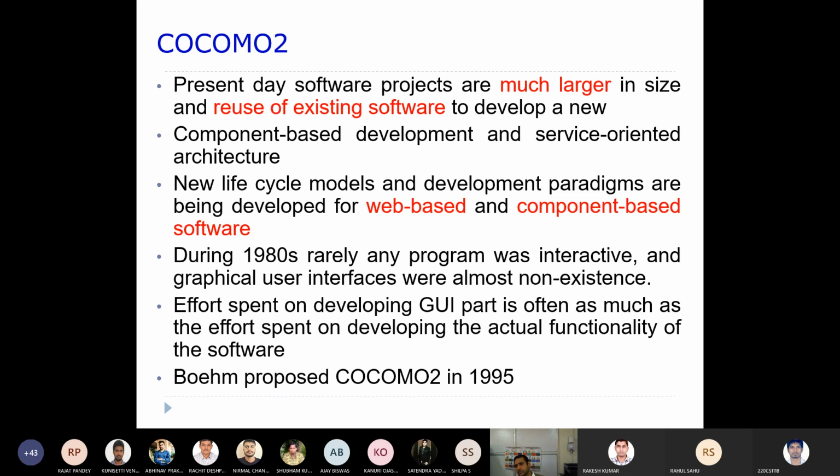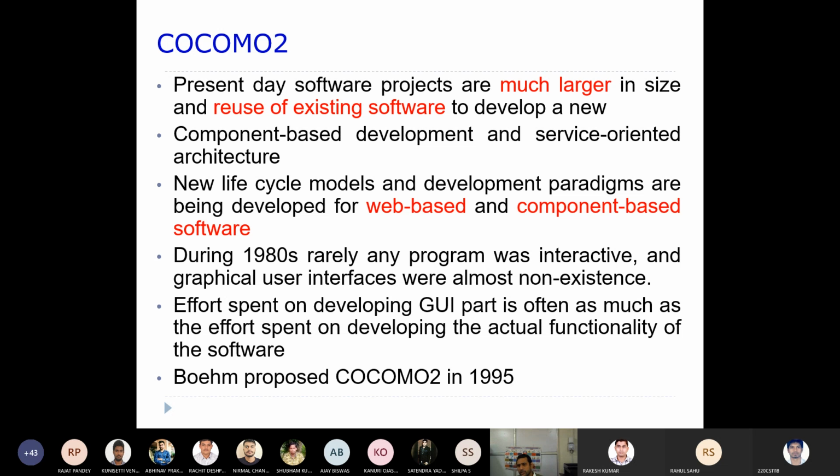So present day software projects are very large in size, and they want much reuse. Whatever existing things are there, we try to reuse them to come up with new software. That's the reason we want to go with component-based development. That means there are a certain number of components available, and we try to use those components and then develop.